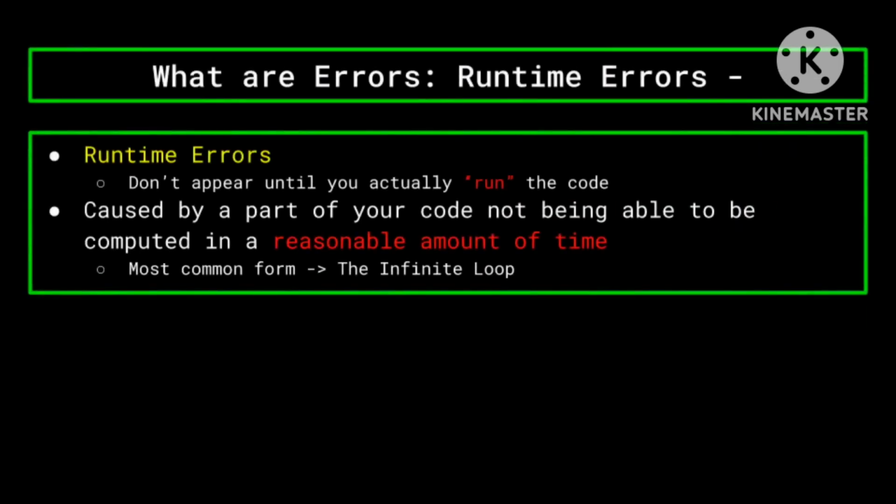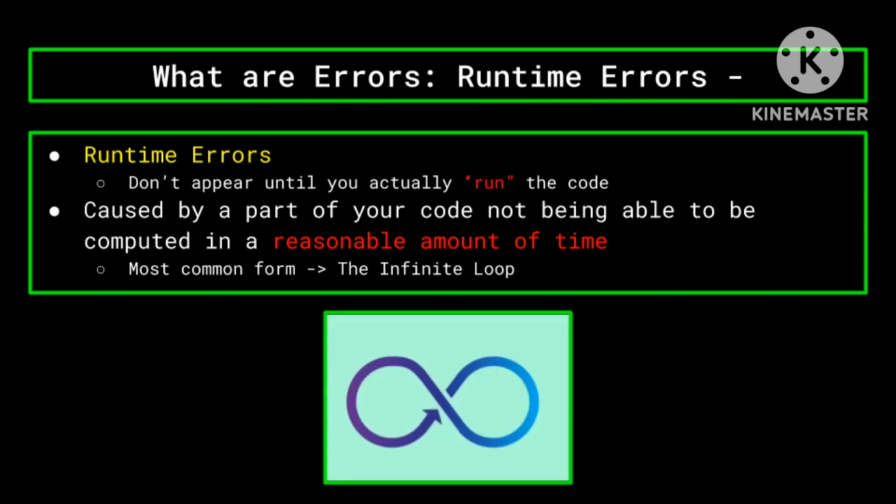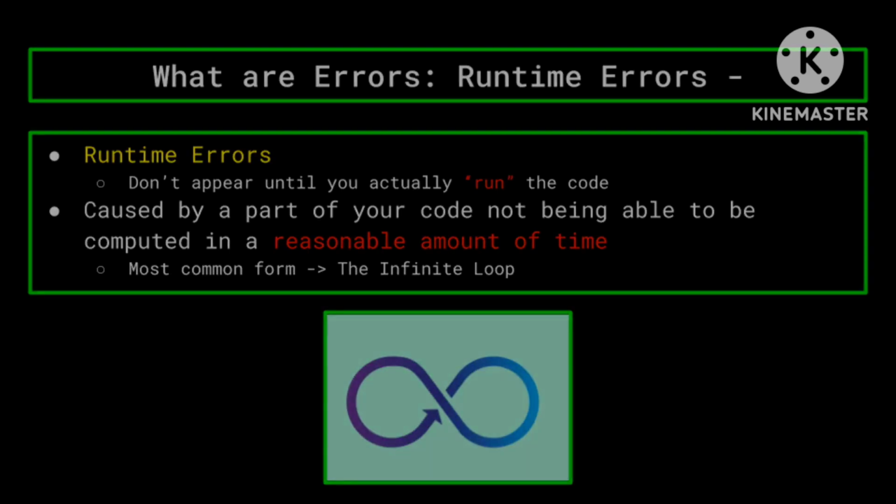The second type of error we will be covering is the runtime error. These errors don't show until you actually run the code, hence the name runtime error. Runtime errors are usually caused by a statement in your code that seems logically sound, but the computer physically has no way of computing it in a reasonable amount of time. The most common of these errors is one which we've already talked about, the infinite loop. As a refresher or an example, think of an infinite loop like this.